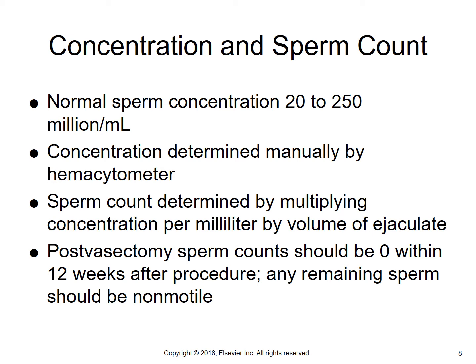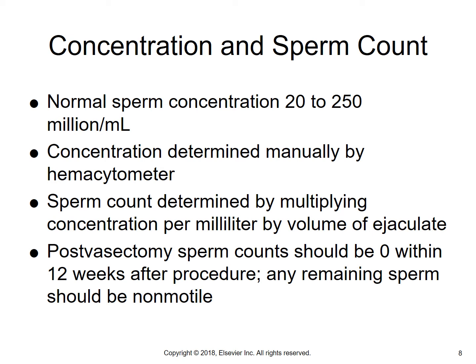Talk about the concentration of sperm count. The concentration of sperm in an ejaculate is considered normal when it's between 20 to 250 million per milliliter of sperm present. Values less than or greater than this range are considered abnormal and are associated with infertility.